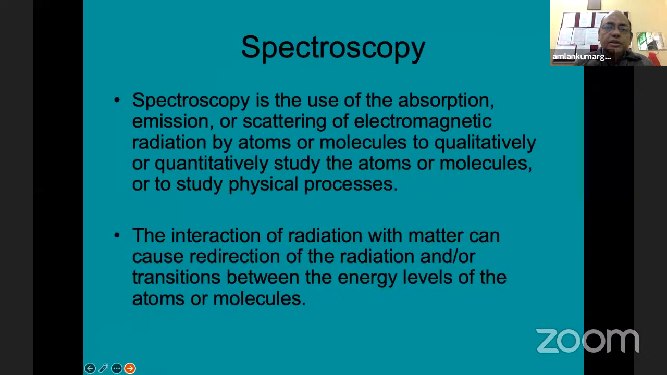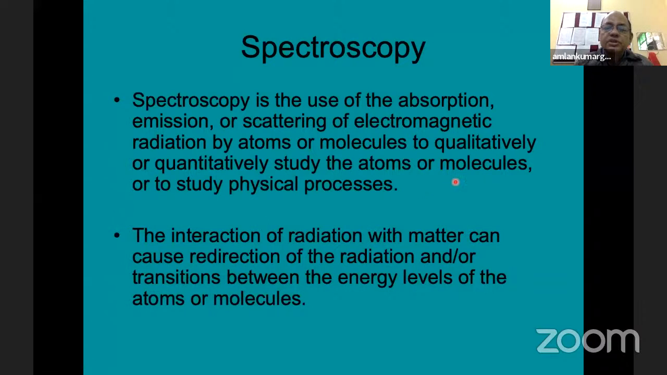Now some basic theory. What is spectroscopy? It is the use of absorption, emission, or scattering of electromagnetic radiation by atoms or molecules to qualitatively or quantitatively study the atoms or molecules, or to study the physical process.